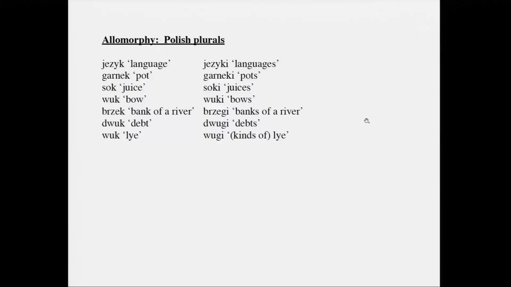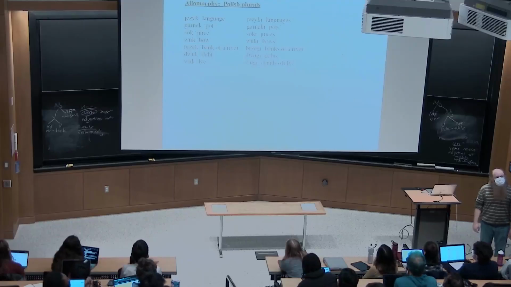Here are some more words. Bank of a river, debt, and lie, which have plurals. The idea of a plural lie is a little strange if you ask me, but nobody asked me. If you add the plural morpheme there is E, and you get those plurals. Anybody seeing any allomorphs?